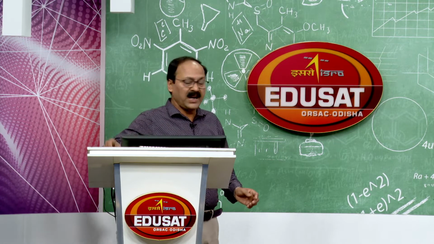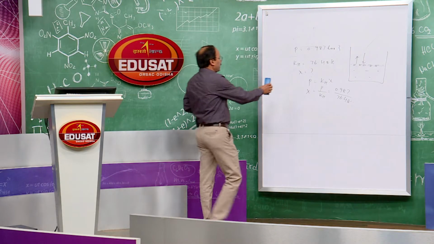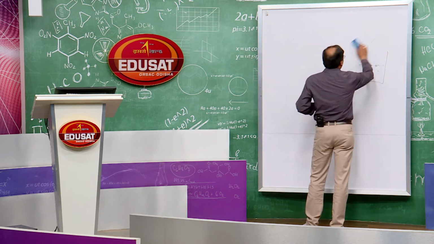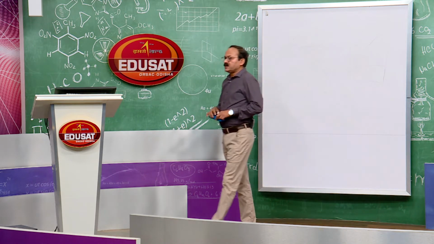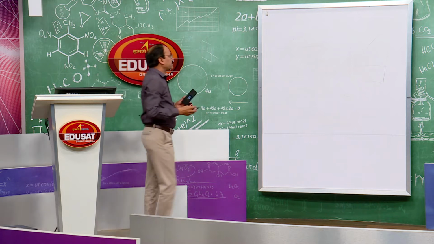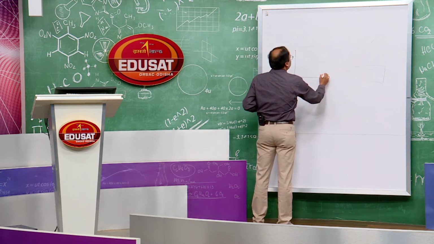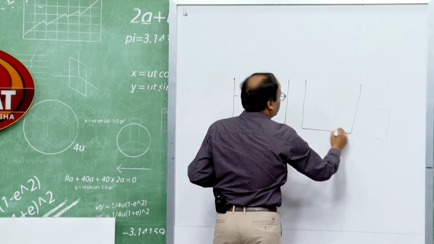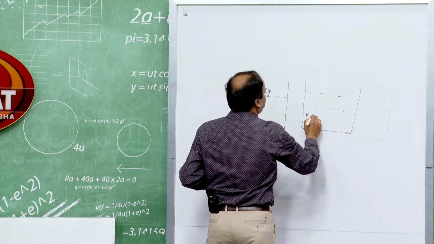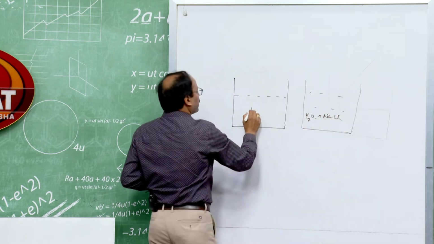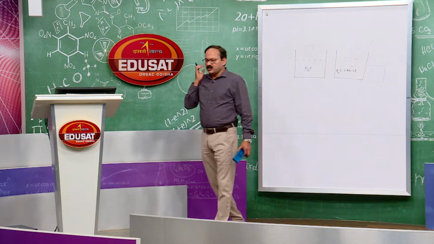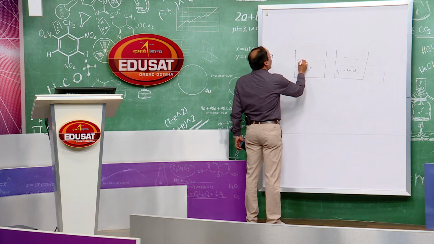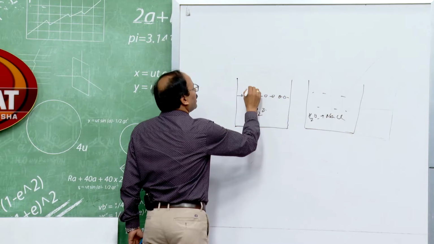Now we'll go to what happens when a non-volatile solute is added to the solvent. If a non-volatile solute is added to the solvent, the vapor pressure will decrease. Suppose this is the pure solvent and this is the solution. Let it be water plus sodium chloride, and this one is only water. So, if you add some non-volatile solute to the water, the vapor pressure will decrease. Why does it decrease? In the case of pure solvent, the surface is occupied by water molecules only. So, they will evaporate easily.